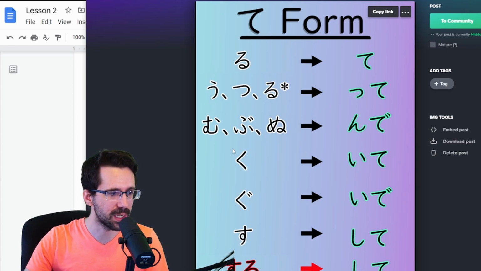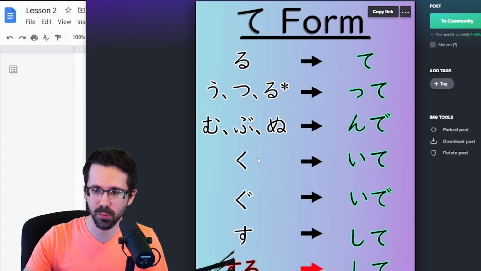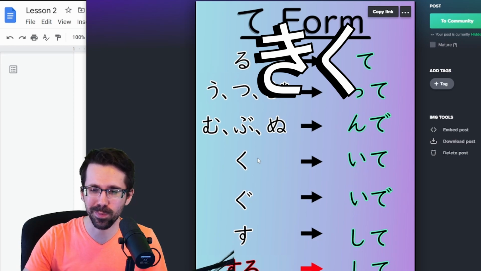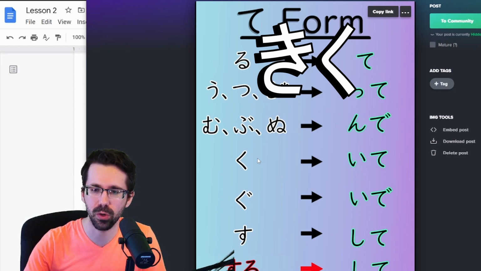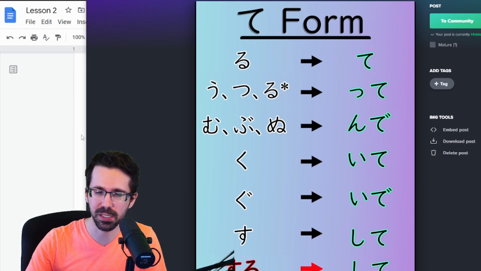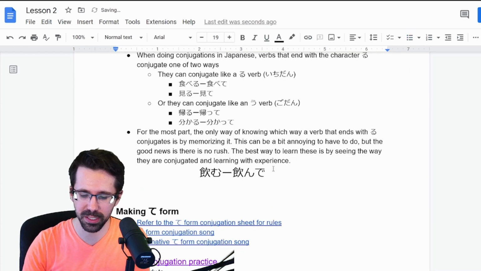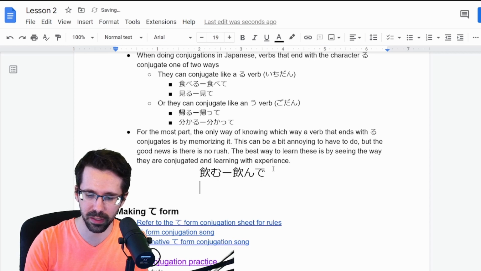Looking at the next one, we've got ku as an ender. One example for that would be kiku. We know that kiku means to listen. So if you wanted to tell somebody to listen by going into te form, we're going to take off that ku and replace it with ite. It helps a little bit to see that one, because that one can be a little bit confusing.